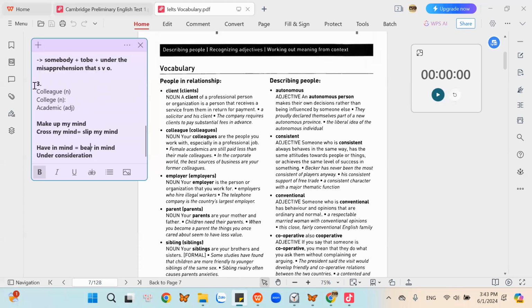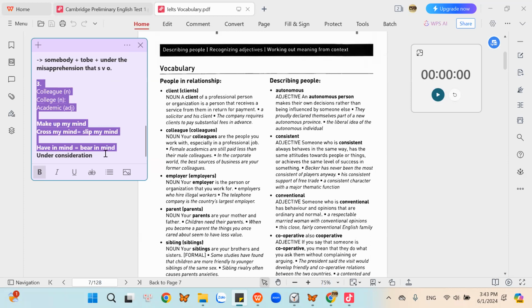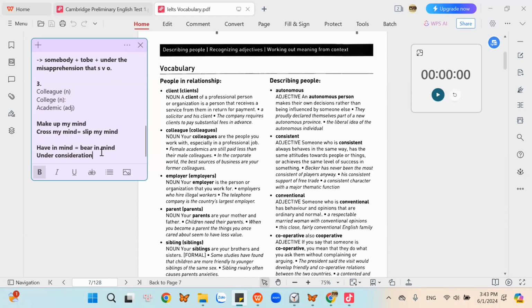This is the list of words, the third list of words. Let's go crazy.